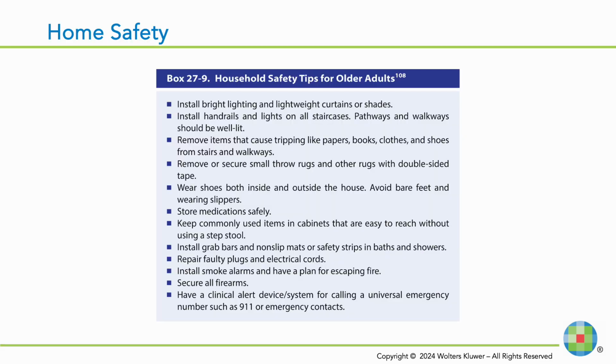Some household safety tips for older adults. Now these should be somewhat common sense to us, but this is a good refresher. Having bright lights, curtains, shades, ensuring that they are able to see. Handrails, pathways should be well lit. Remove any items that could cause tripping or obstacles. Elderly patients, of course, can oftentimes hoard, so clear those pathways. Remove any small throw rugs or secure them with double-sided tape.